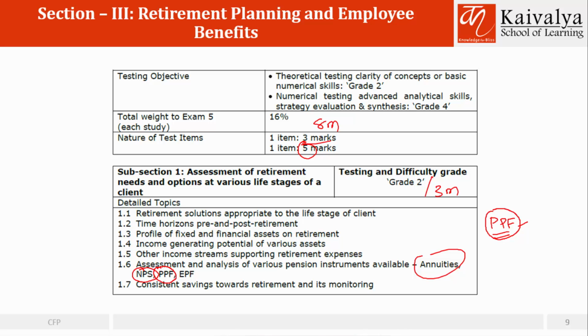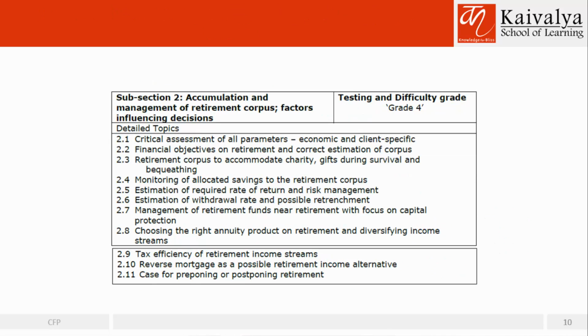Fine, so this is the first section which talks about assessment of retirement needs and options at various life stages for clients. So this is understandable, which we have already essentially covered in retirement planning and employee benefit. The only thing you need to do is revise all those things.